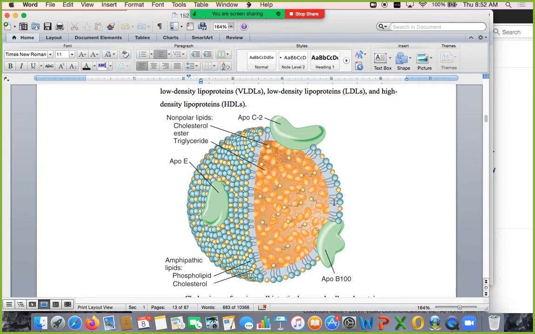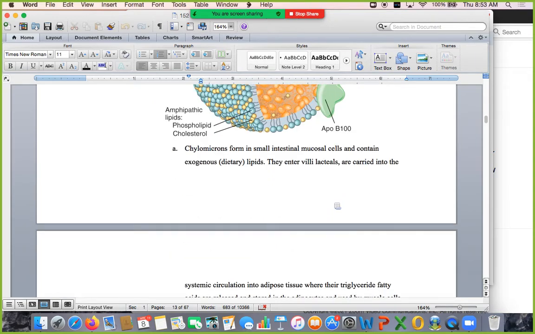All right, so this here is a micelle. You can basically see that we have polar heads and nonpolar tails on these little phospholipid molecules. These are the same phospholipids that you would see in your plasma membrane. Of course, the plasma membrane is a bilayer, so you would see two of them. Embedded in this membranous structure, you have ApoE, ApoC2, and ApoB100. These are all different types of lipoproteins that can be embedded inside these micellar structures.